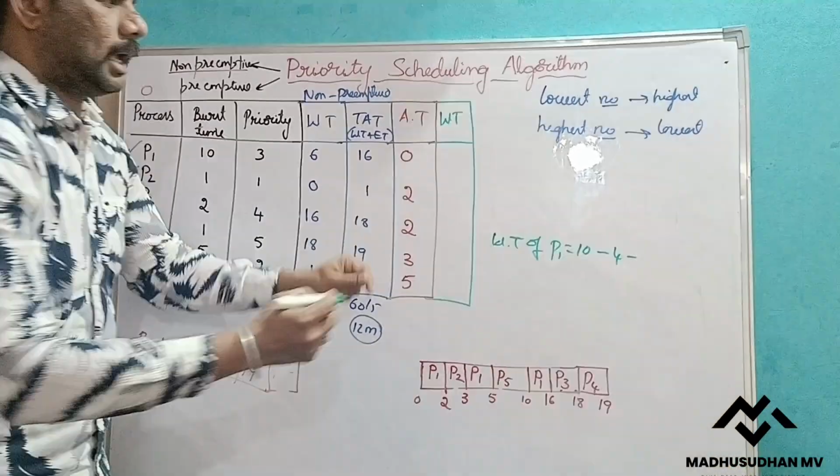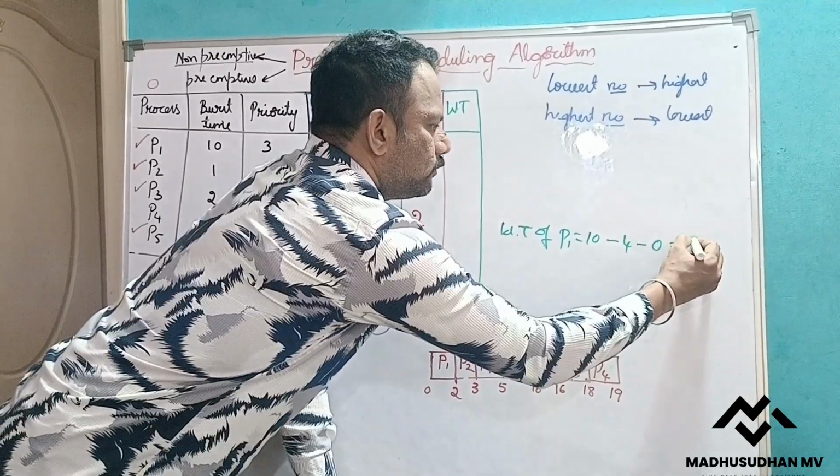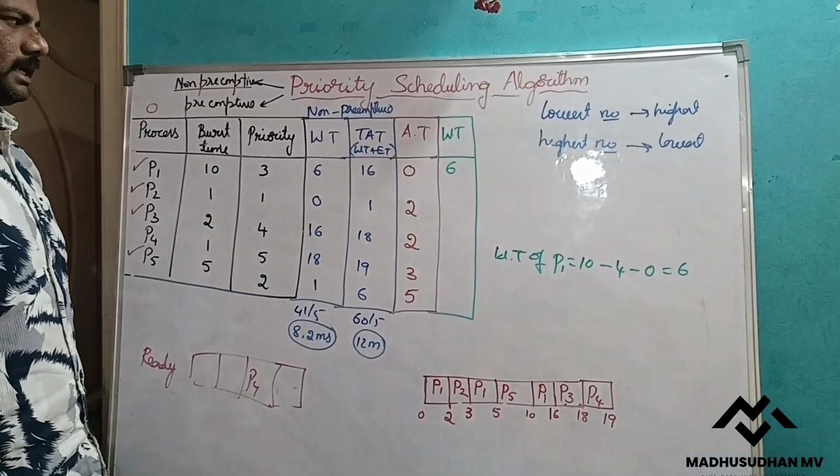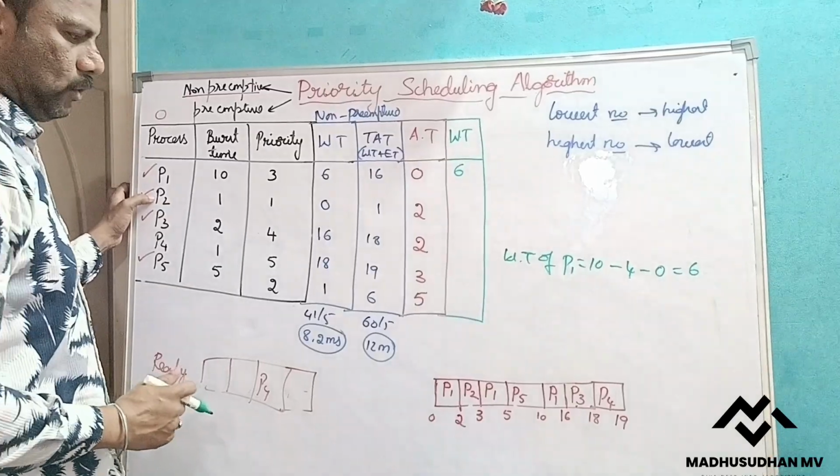P1 arrived at 0. So 10 minus 4, 6 milliseconds. So the waiting time of P1 is 6 milliseconds. Okay, so next come to P2.